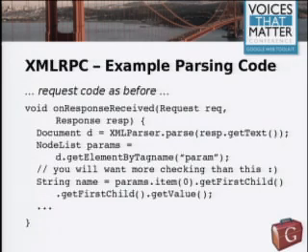In a real application, you would want to do more validation than that. You would want to make sure that it's the structure you expect. You would want to check for the failure code. In this case, the params would be null because there would be no param in a failure from the XML-RPC server.